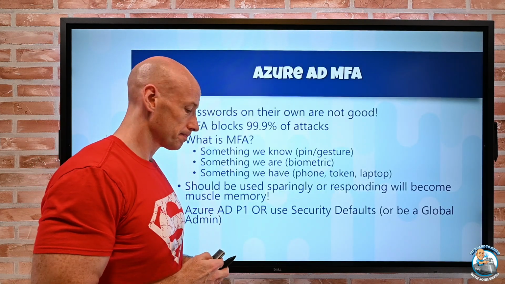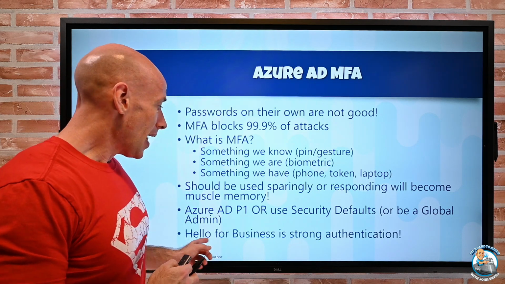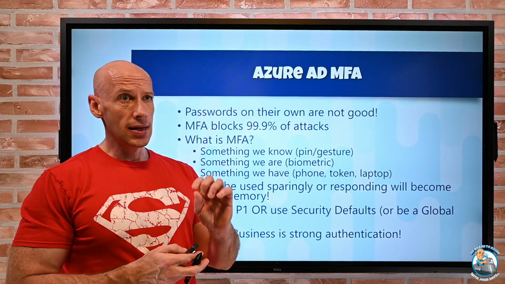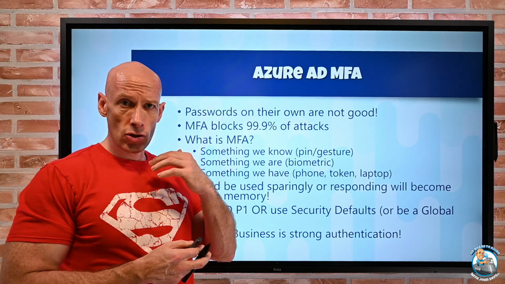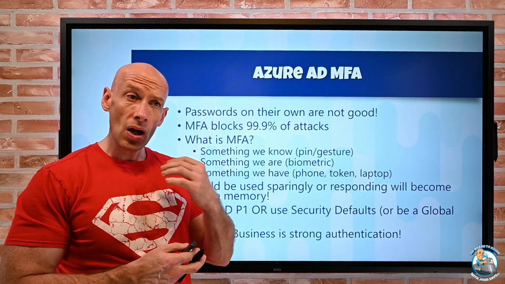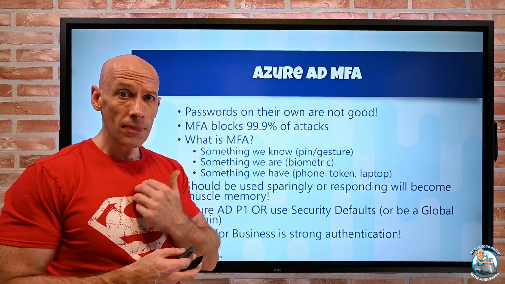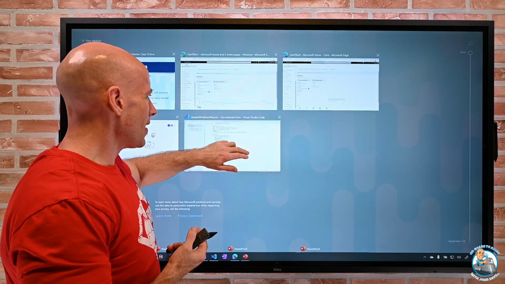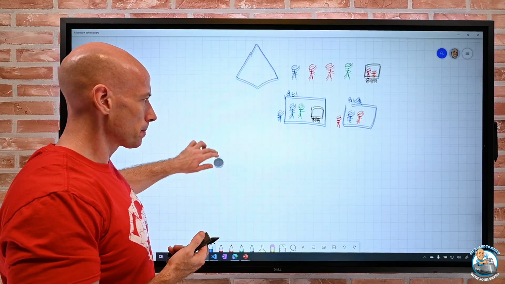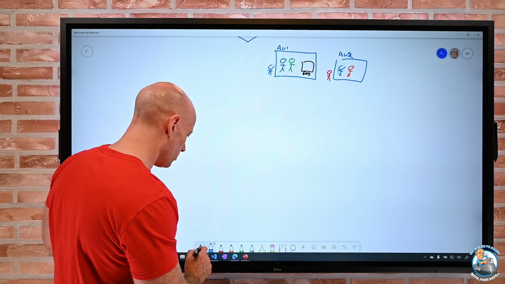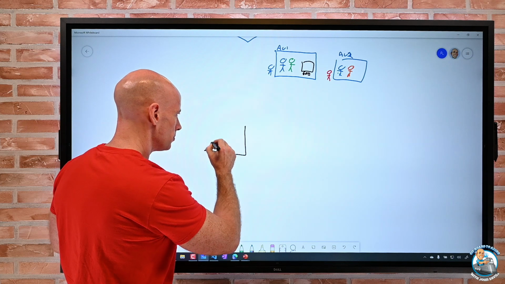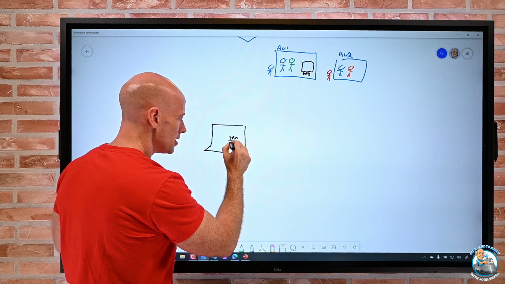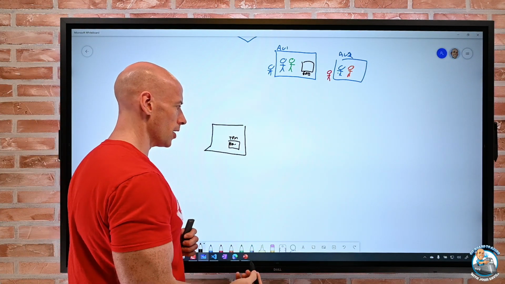where it would drive MFA requirements. Hello for Business is also a strong authentication. Remember, Hello for Business is on my device. I have my trusted platform module, my TPM. I have a private cert in there that is then used for the authentication. Now you might wonder, how is that a strong authentication? Because if you think about it, I've got my machine, I've got my TPM in here, and this is where I'm storing that private cert.